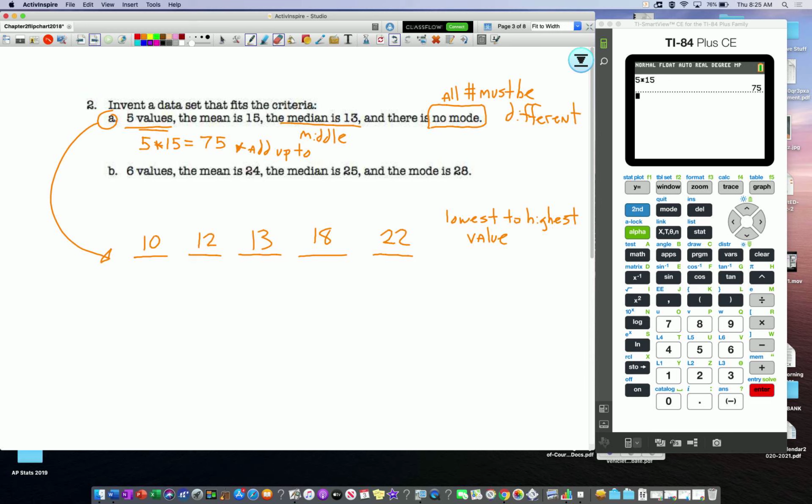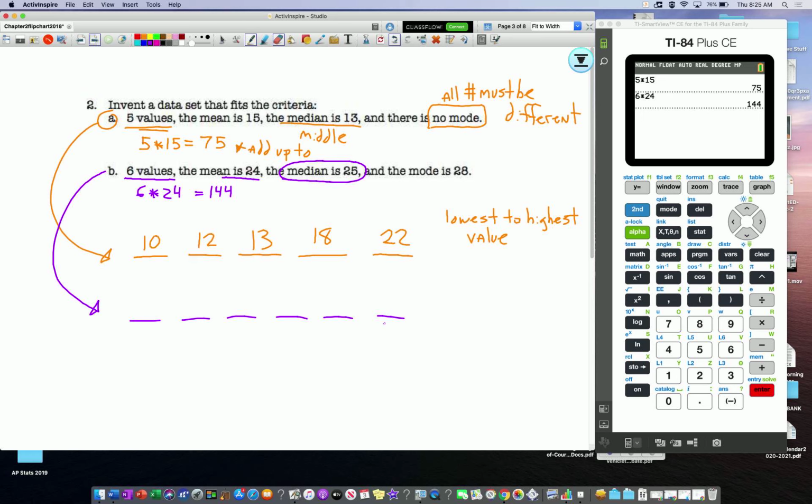Okay? All right, let me show you one more example, one that's a little bit harder. So now I have 6 values. The mean is 24. So lots of times I start by going 6 times 24. 6 times 24 I think is 144. So I know my data points have to add up to 144. So 1, 2, 3, 4, 5, 6. Okay? The median is 25. So that means the middle.